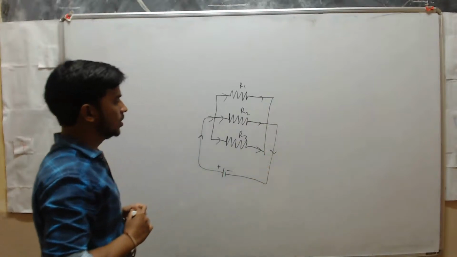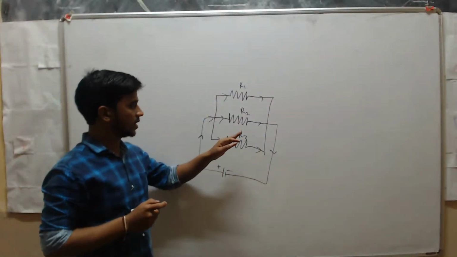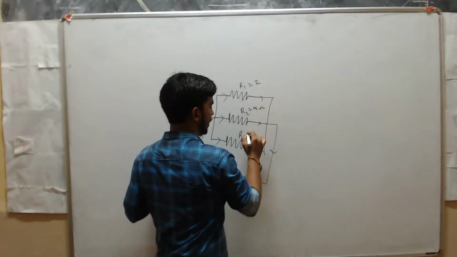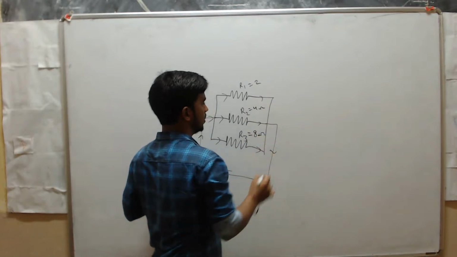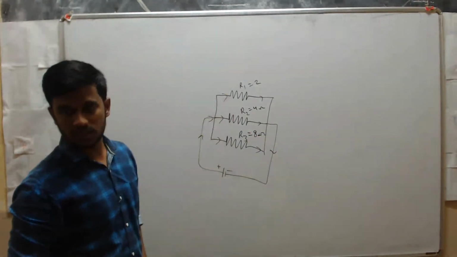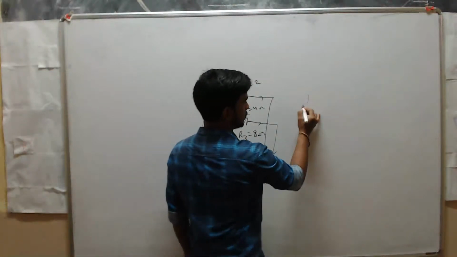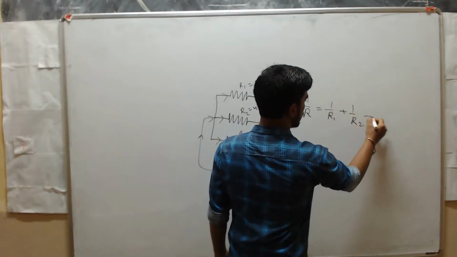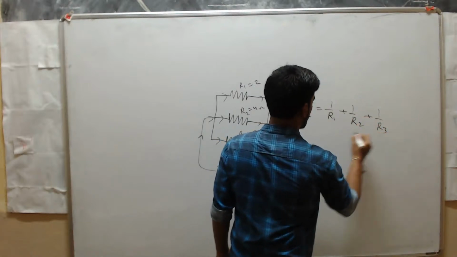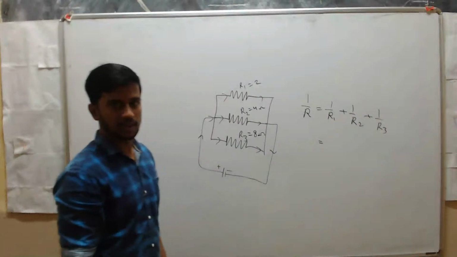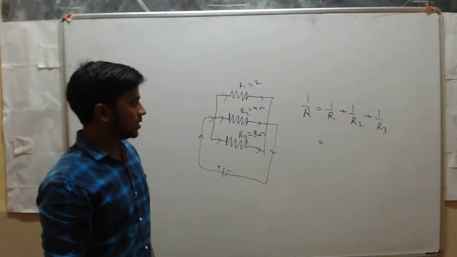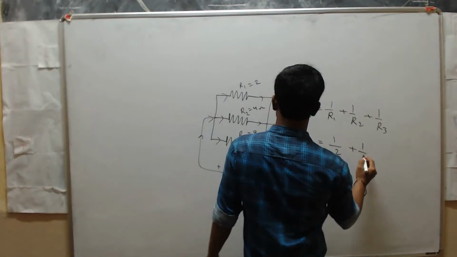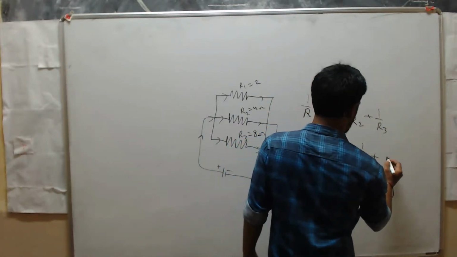See here. Now I'll ask you to calculate the equivalent resistance. For example, say this is 2 ohm, this is 4 ohm, and this is 8 ohm. Now I will ask you to calculate the total resistance in the circuit. You know the formula: 1 by R equals 1 by R1 plus 1 by R2 plus 1 by R3. Clear? So now substitute the values. R1 is 2 ohm, R2 is 4 ohm, and R3 is 8 ohm.